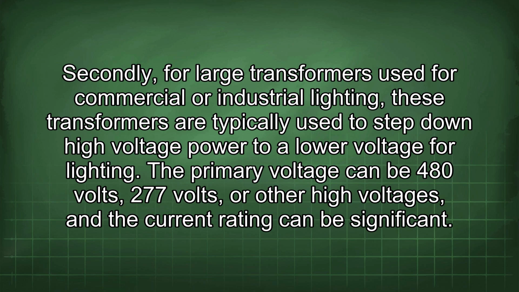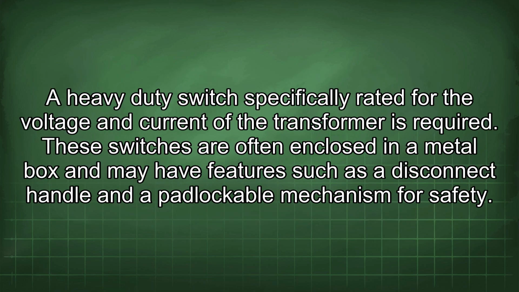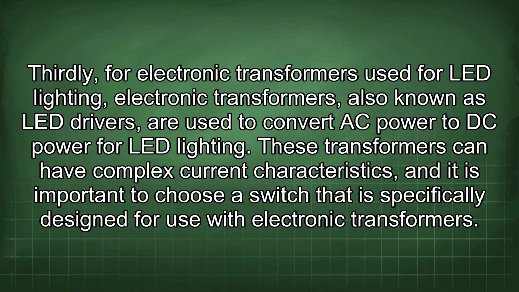Secondly, for large transformers used for commercial or industrial lighting, these transformers are typically used to step down high voltage power to a lower voltage for lighting. The primary voltage can be 480 volts, 277 volts, or other high voltages, and the current rating can be significant. A heavy-duty switch specifically rated for the voltage and current of the transformer is required. These switches are often enclosed in a metal box and may have features such as a disconnect handle and a padlockable mechanism for safety.